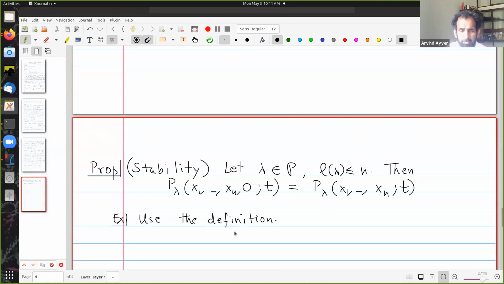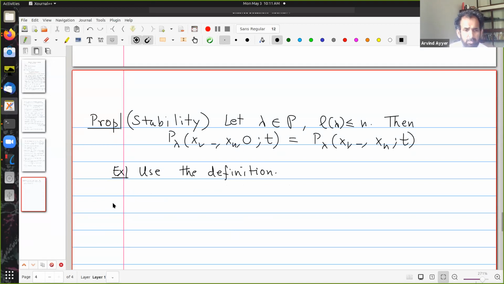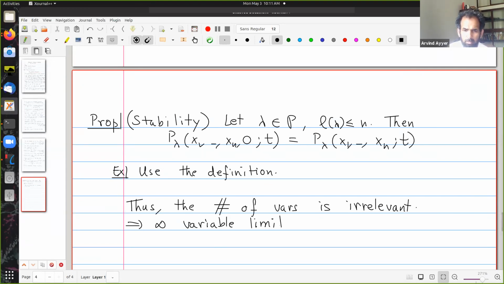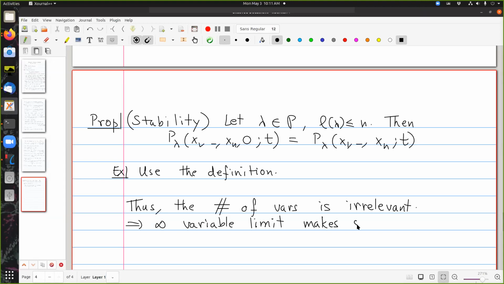So what does this imply? So this means that the number of variables is irrelevant in some sense. And so the infinite variable limit makes sense. And moreover, the theorem that you mentioned with the structure constants also makes sense. Yes. And therefore, you can put infinitely many variables there and realize the same thing. Right. Okay. Right. Exactly.